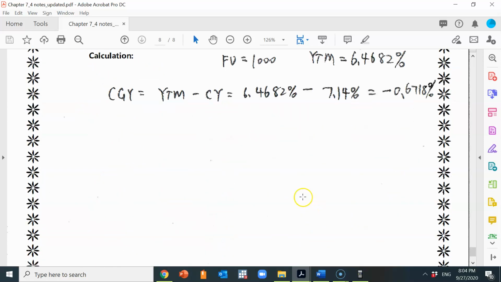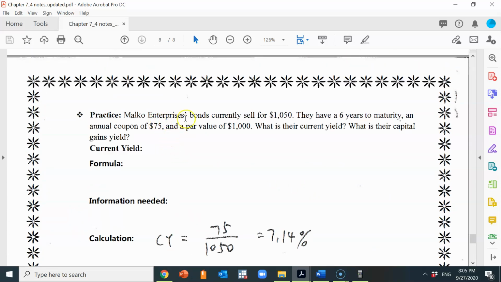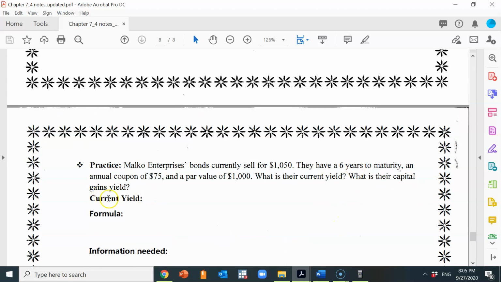All right, we have one practice question here. If this bond currently sells for $1,050 and has 6 years to maturity, an annual coupon of $75, and a par value of $1,000, what is the current yield and capital gains yield of this bond? Please pause the video and try to work on this question on your own. For current yield, you could use its definition formula. If you don't remember, you can refer back to our notes on how we calculate current yield.